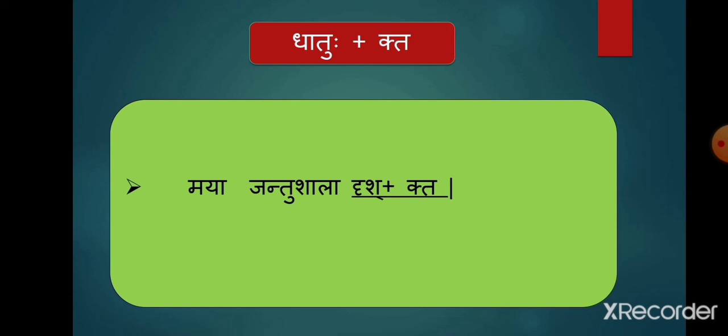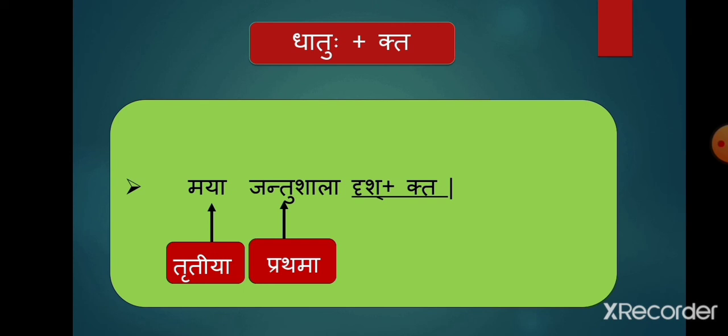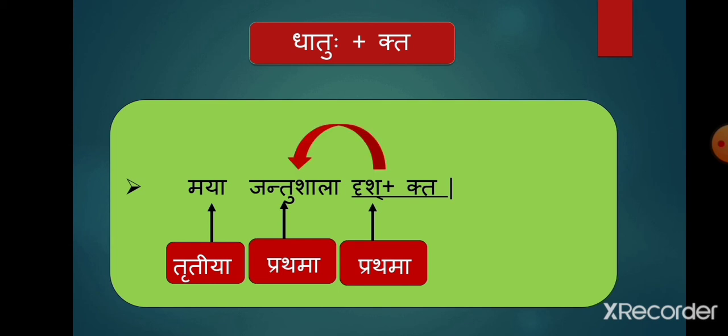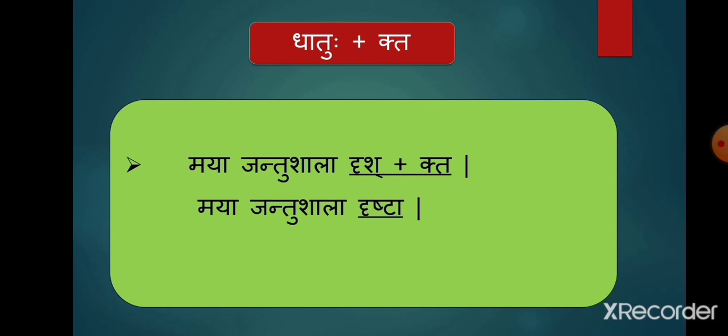Here is the next question. Maya jantushala drush dhatuhu plus kta pratyayah. In this sentence, Maya is the subject of the sentence, so it is used in tritiya vibhaktihi. Jantushala is the object of the sentence, so it is used in prathama. And drush plus kta pratyay form will also be used in prathama vibhaktihi. It will be used as per the lingam and vachanam of the object, that is jantushala. And thus we get the answer Maya jantushala drushta.